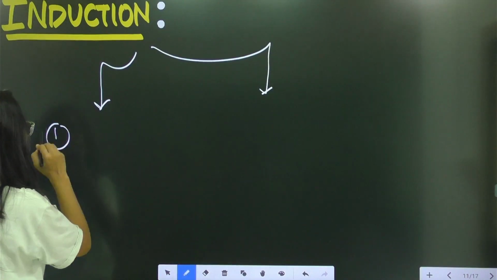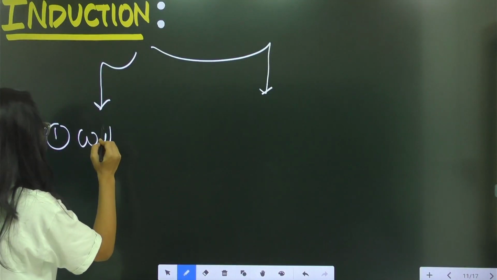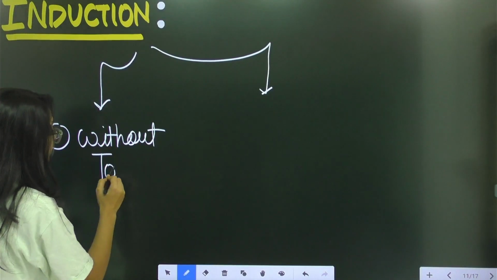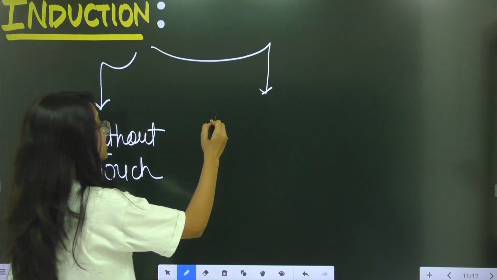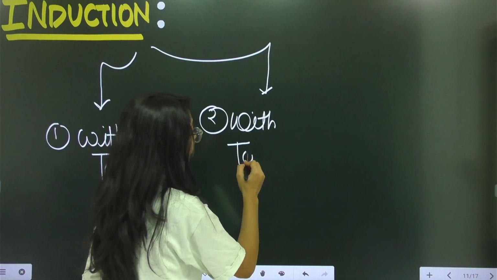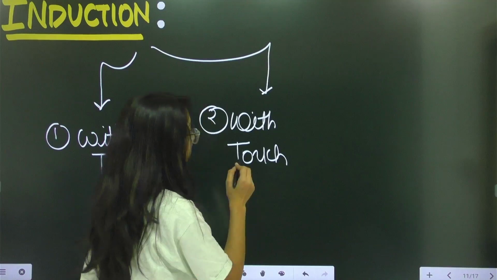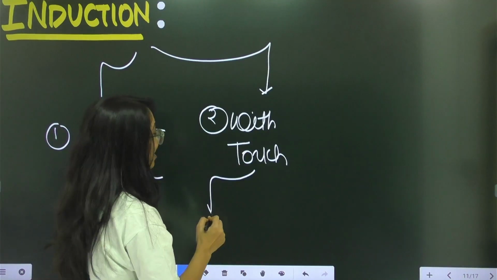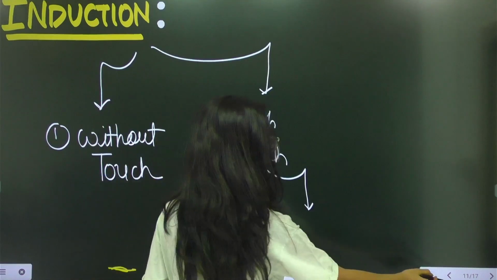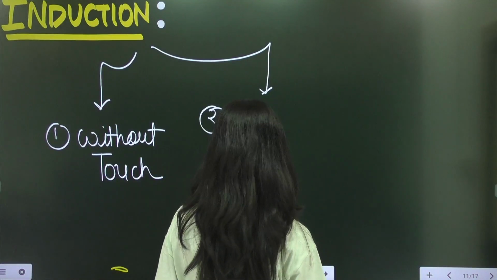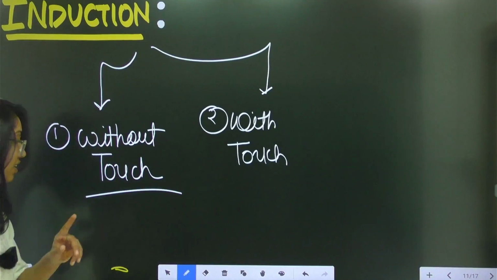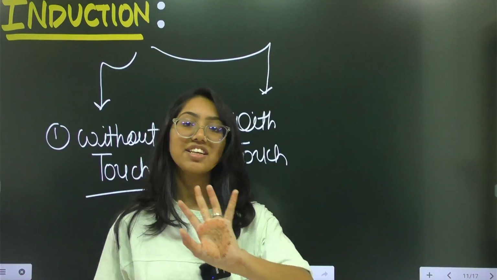Its first one is without touch, and the second one is with touch. And the with touch process also has two. I'll tell you later, okay? Now, first we'll go with without touch. First we will learn how induction works. Now what is induction first?